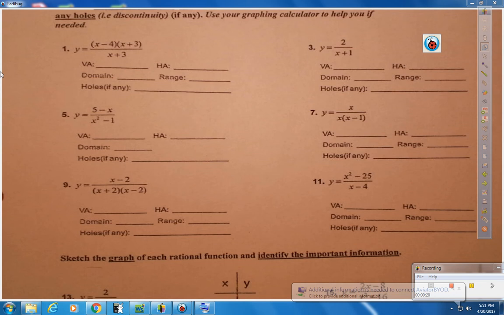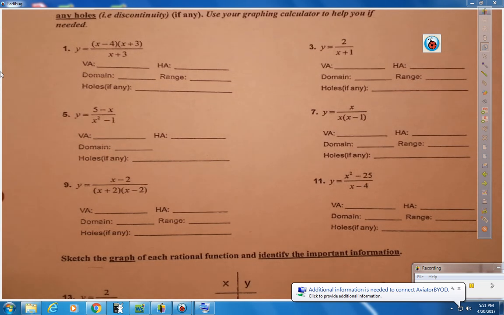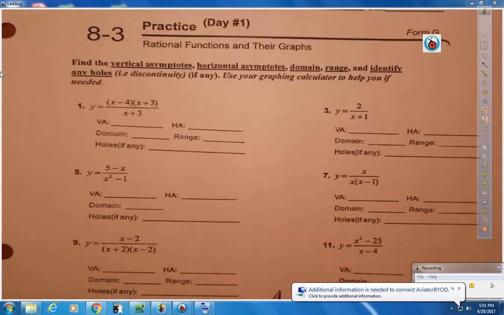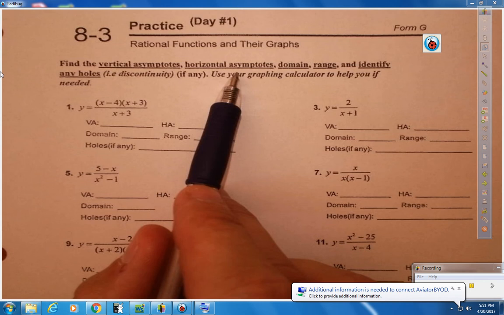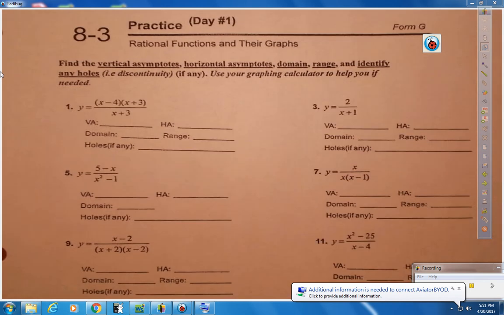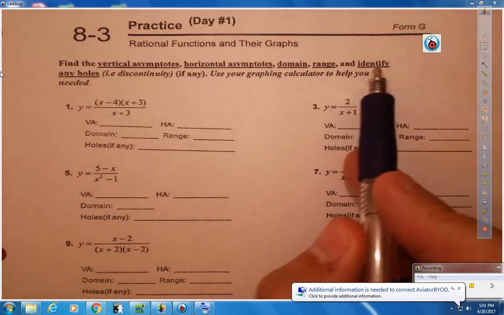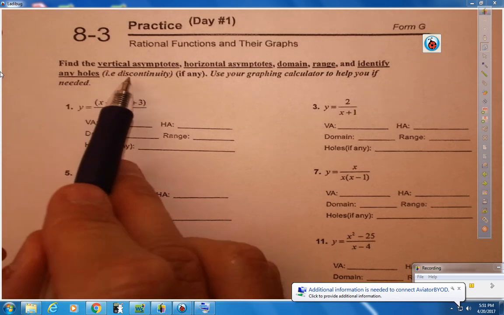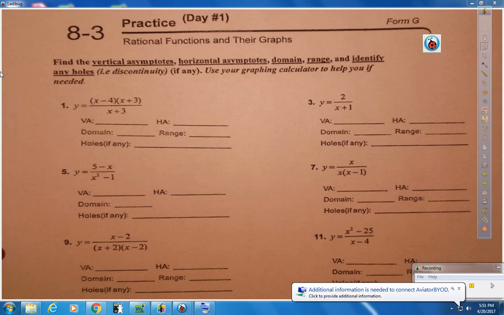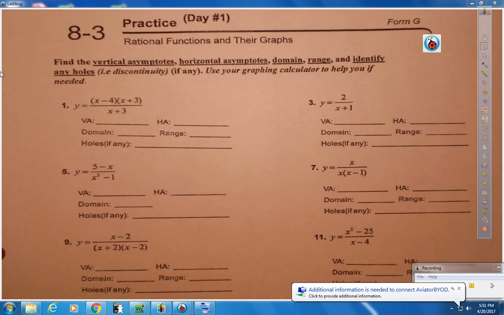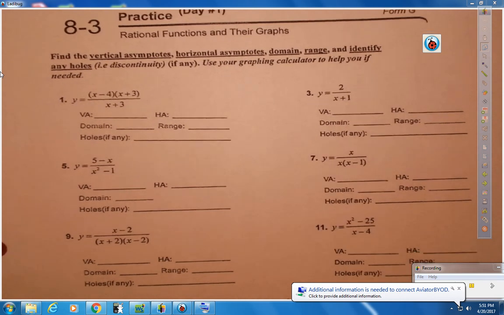But we're going to be able to go through these, and we're going to look at a new thing here. If you read the directions at the top, it says find the vertical asymptotes, horizontal asymptotes, domain and range. We're able to do that already. Identify any holes, i.e. discontinuity. We actually get holes in graphs, and I'll show you how that works in a second. And then we'll use our graphing calculator where needed. Let's look at this first one.